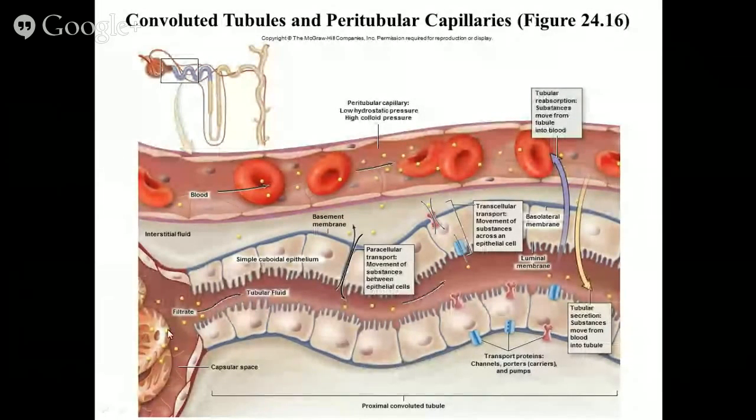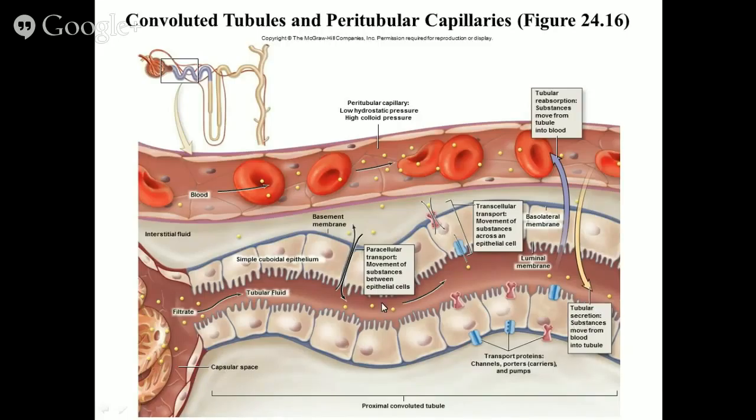This is the proximal convoluted tubule. You can see a piece here of the glomerulus. Here's the filtrate flowing in, and the filtrate flows into the tubes, and then they start calling it tubular fluid, because this is the filtrate flowing into this fluid. And here we are in the proximal convoluted tubule, and you notice that the tube is made up of cells. And look at what these cells are doing. The cells are offering paracellular transport, transcellular transport, and you've got transport proteins, and you've got tubular secretions. What the heck is going on?